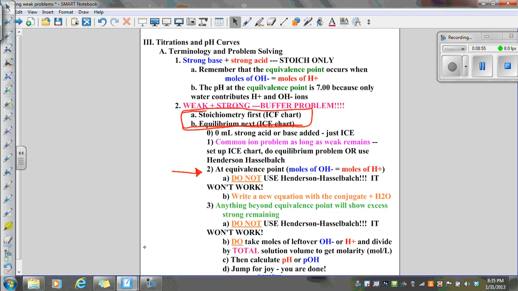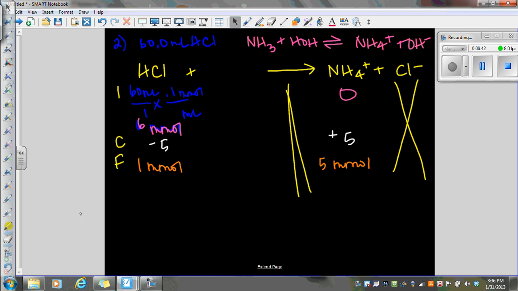So I am now in the situation where I just did my stoichiometry first. But I am now in the situation where we're right here. And it says anything beyond the equivalence point will show excess strong remaining. That's where I am. I have excess acid right now. I'm not using Henderson-Hasselbalch. I'm not using an ice chart because I've got strong, and I don't use ice charts with strong. So I am going to take the moles of leftover hydroxide or H+, divide by the total solution volume to get molarity, and then calculate what I need, pH or pOH.